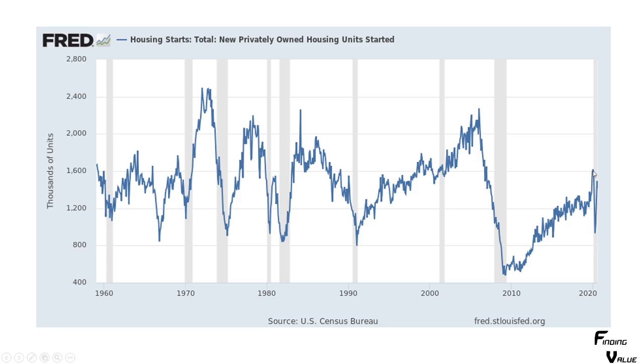We just started getting into it, and then COVID hit. So we're getting into an expansion phase. This is going to take many years to get out of it, probably 5, 6, 7, 8, 9, 10 years. And we're going to see a housing market boom. Now, here's one thing to keep in mind.